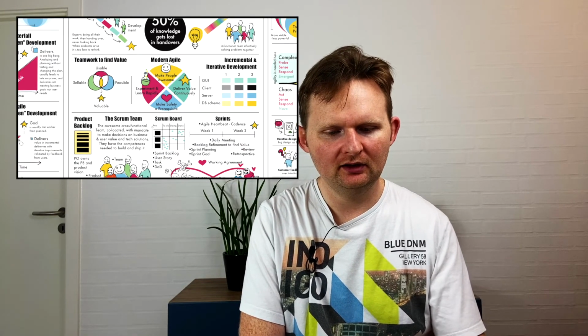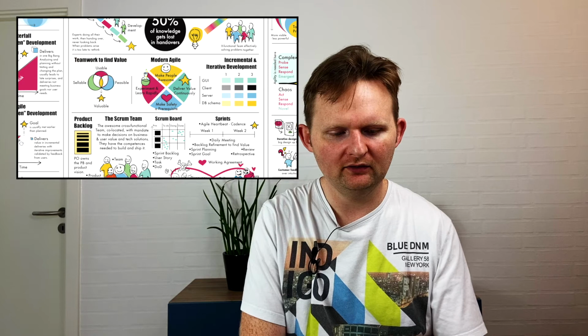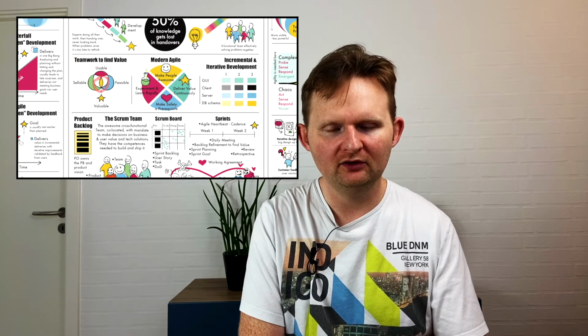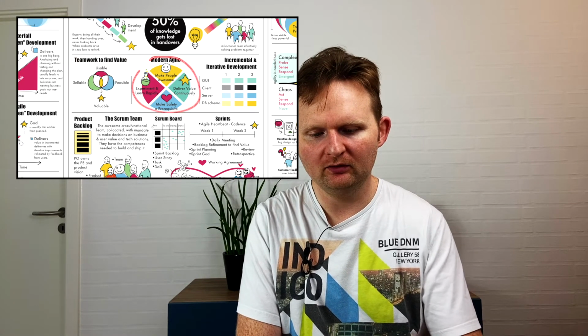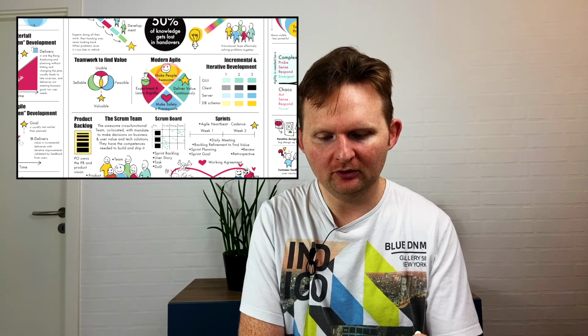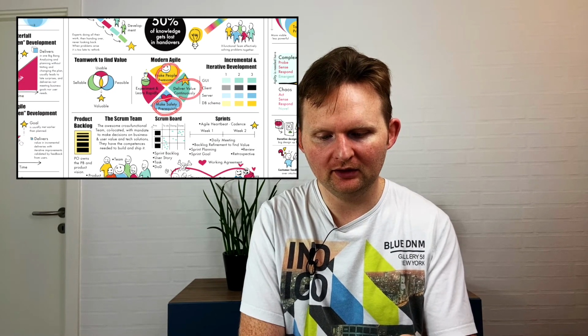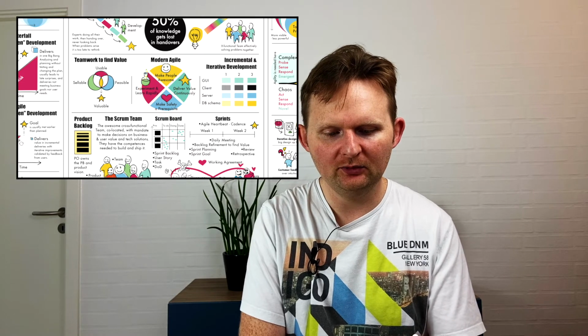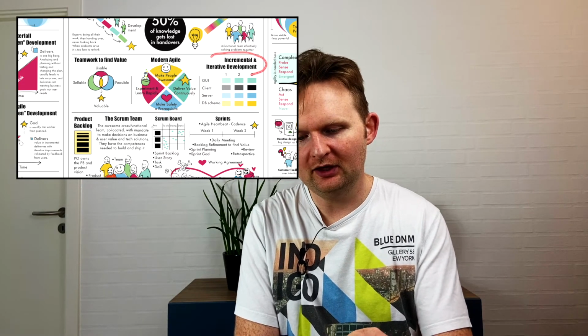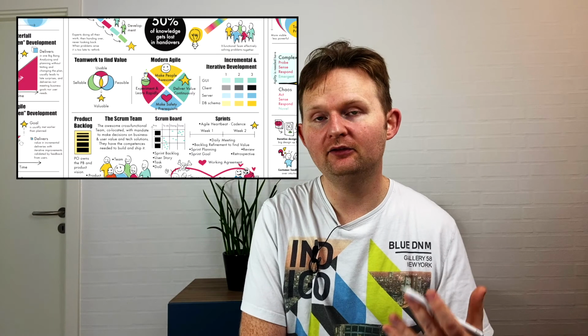Then we have these models, teamwork. So what is teamwork and where is the valuable work for us? For instance, we have this Modern Agile: make people awesome, make safety a prerequisite, deliver value continuously, and experiment and learn rapidly. We also have this incremental and iterative development.